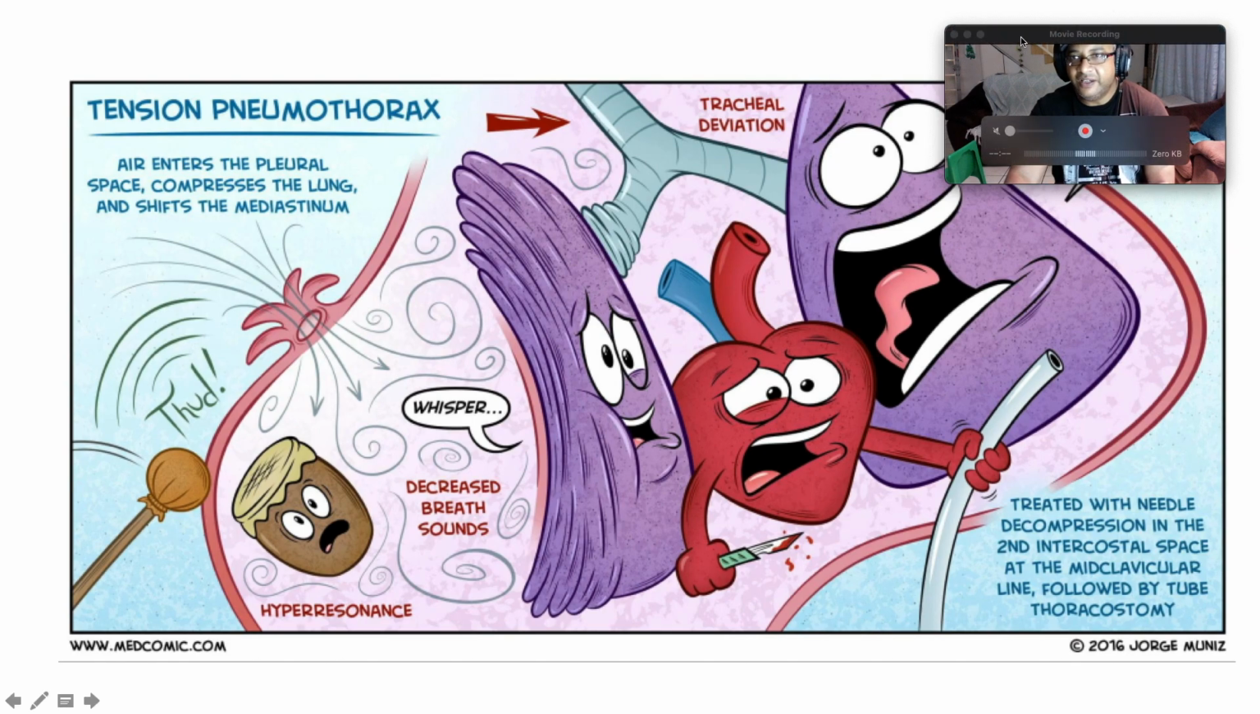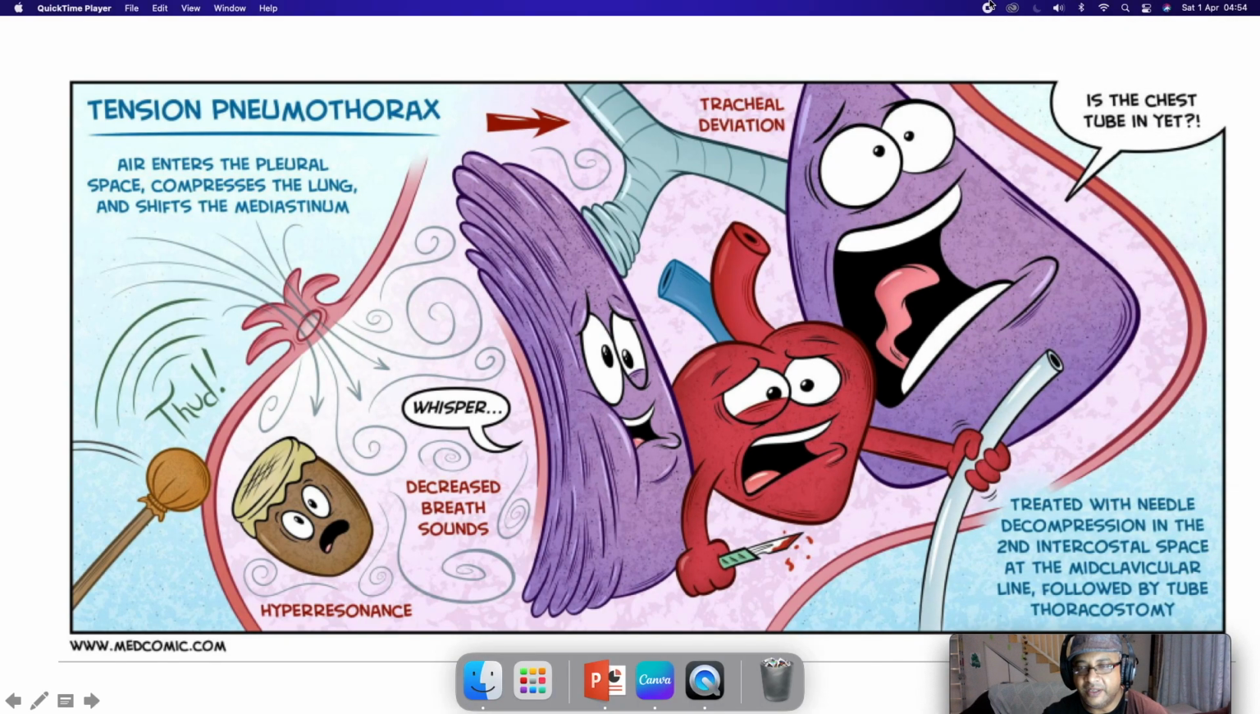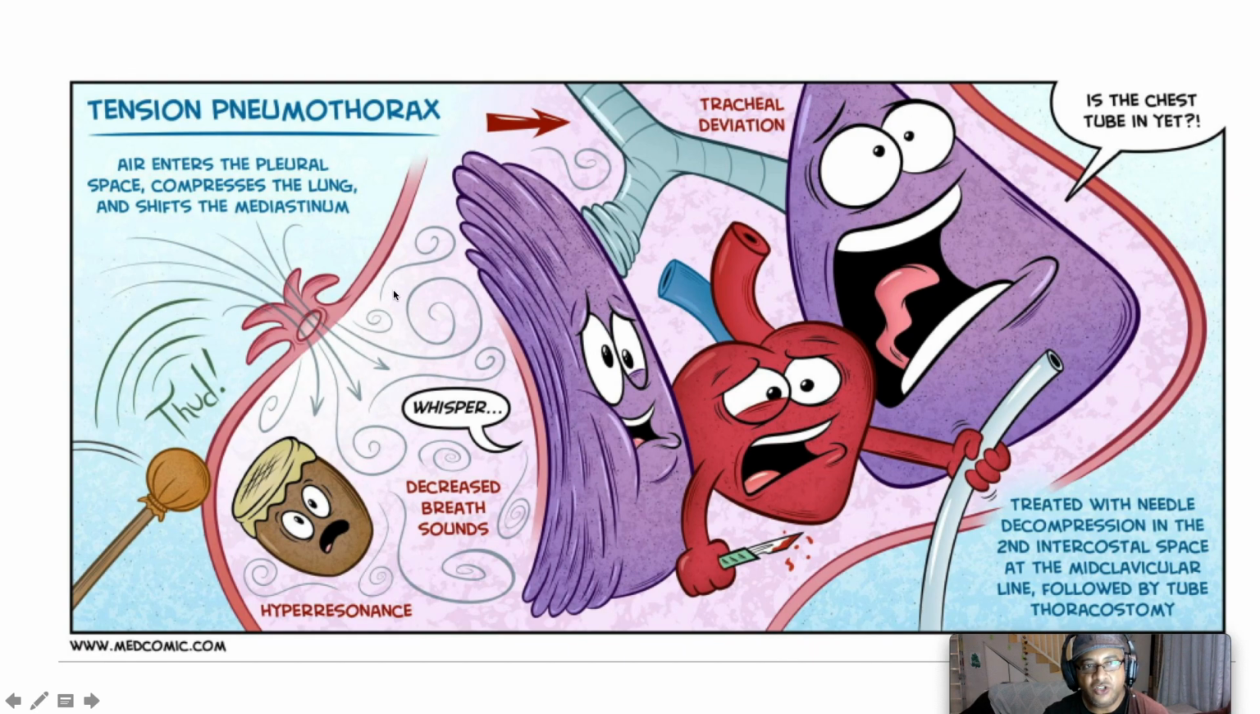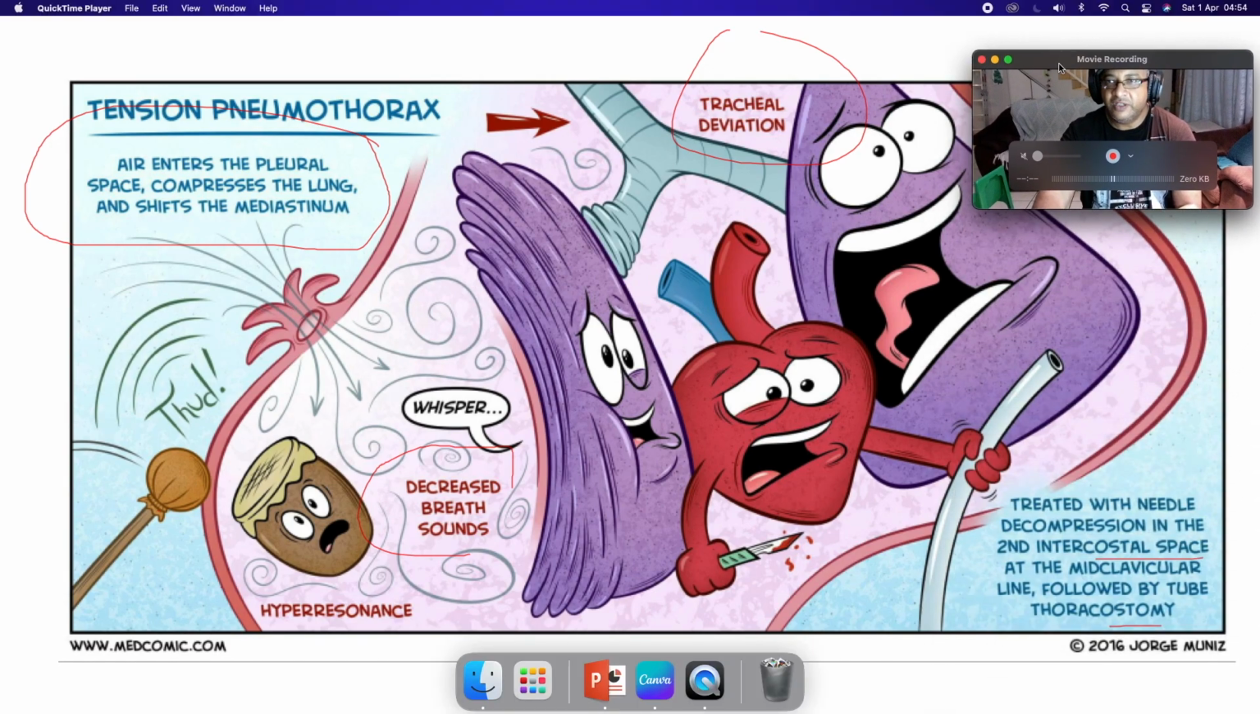Okay, so this is a lovely cartoon from Mr. Jorge Muniz and company from MedComic.com. Thank you so much. Tension pneumothorax, right? So here we see that air enters the pleural space, compresses the lung, and shifts the mediastinum, right? So the patient is tensioning here. We have tracheal deviation, right? And we have diminished intensity breath sounds and hyperresonance to percussion, right? And the poor lung gets compressed. We see the mediastinal shift, and the poor other lung is asking the question, is the chest tube in yet? So you want to treat with needle decompression in the second intercostal space, which is thoracocentesis, in the mid-clavicular line, followed by formal tube thoracostomy, which is insertion of an intercostal chest drain.